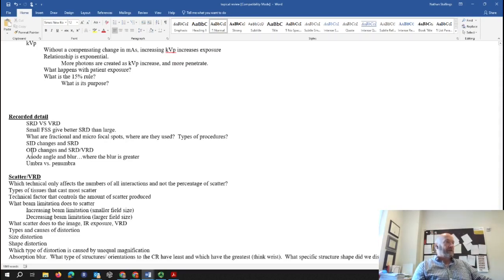So this was on the last recording, anode angle and blur. The blur is going to be greater on the cathode end of the X-ray tube, but your intensity is also going to be greater on the cathode end of the X-ray tube. Remember the difference between umbra and penumbra. Most of the time we talk about penumbra. We don't talk about umbra quite as much, but umbra is sharpness recorded detail. Penumbra is blurriness, loss of sharpness recorded detail.